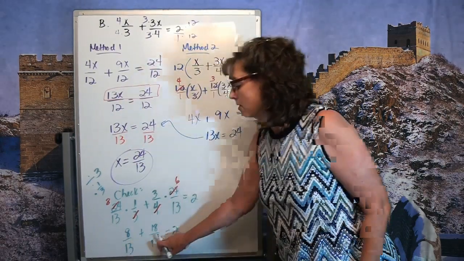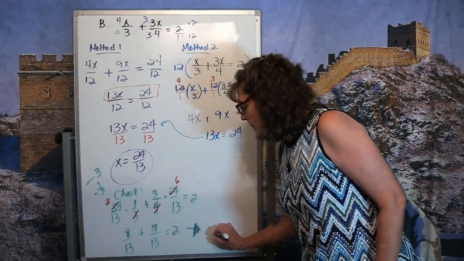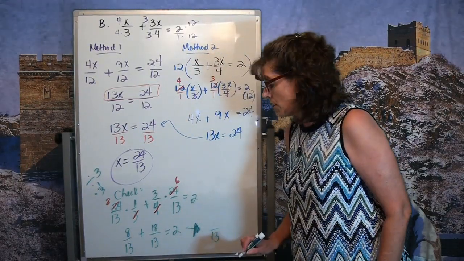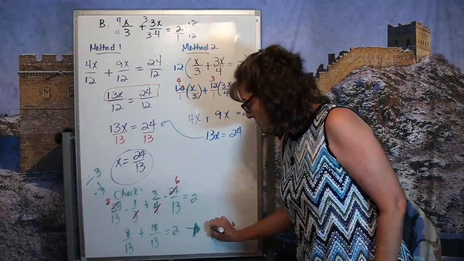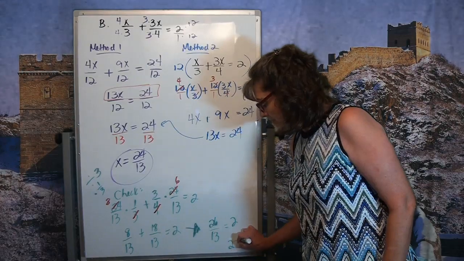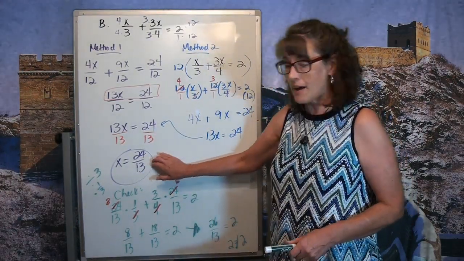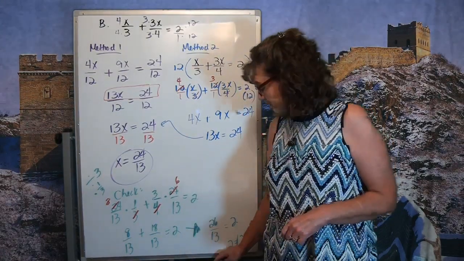And now when I take an 8/13 and add an 18/13, I'm going to keep that denominator of 13, add those numerators. 8 and 18 gives me a 26. And 26 divided by 13, yep, it's a 2, all right. I created truth. That means that this is exactly the right answer.